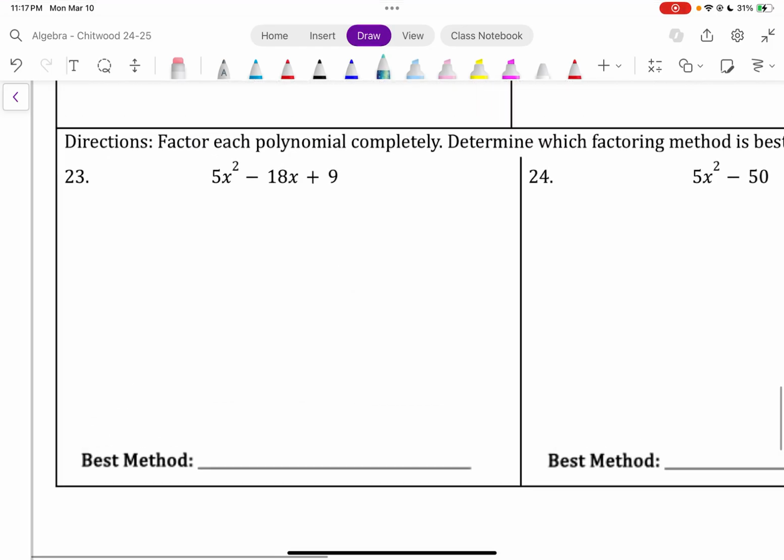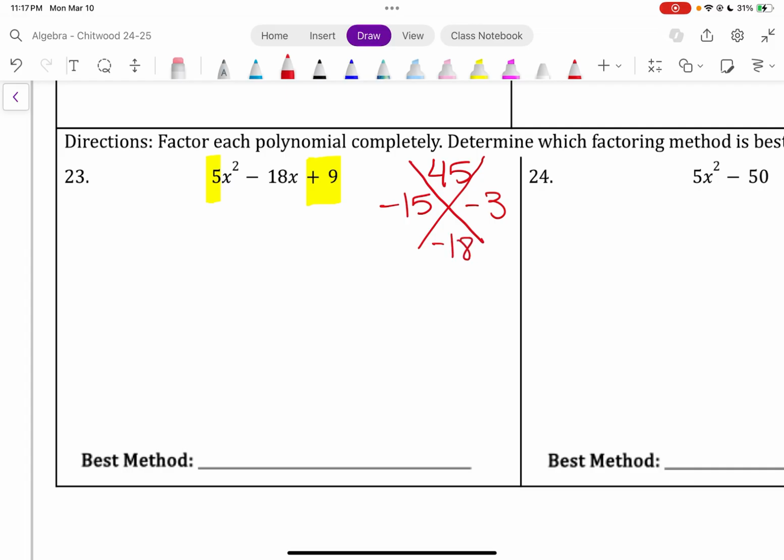All right, this one, a is greater than 1. That means, first of all, I know I'm going to be factoring by grouping. I have to expand my b term. But before I can do anything, I have to multiply my a times my c, which is 45. I have to think what multiplies to give me 45, yet adds to give me negative 18. That's going to be negative 15 and negative 3. They're going to multiply to give me a positive 45, add to give me a negative 18.